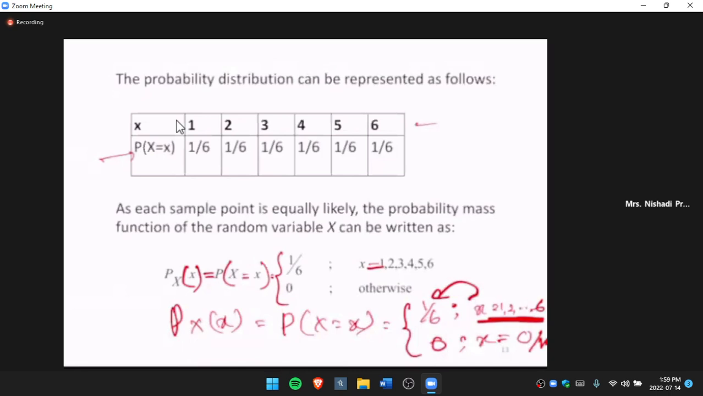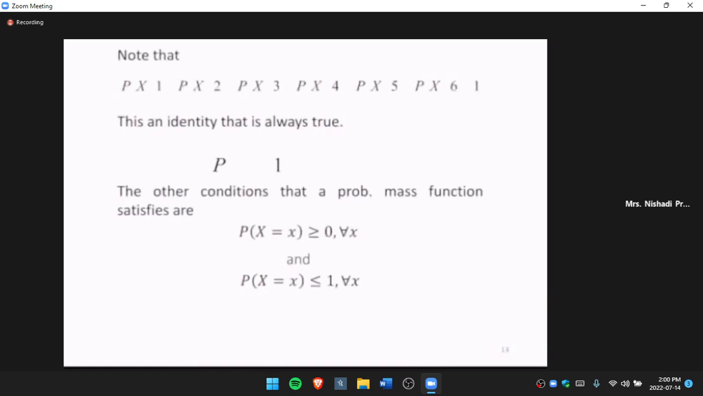I hope you understood how to give a probability distribution for a discrete random variable. Okay, let's do another example.